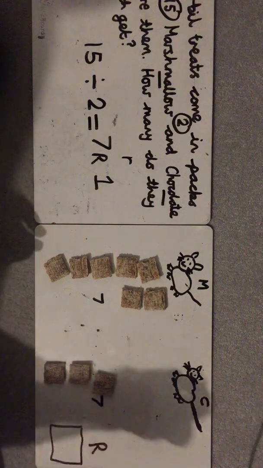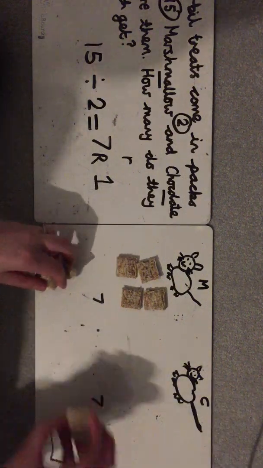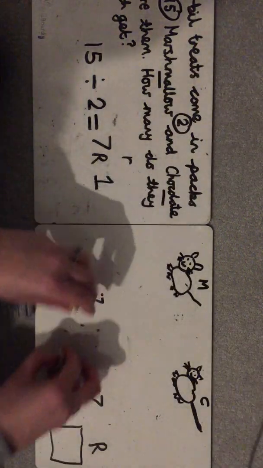Let's do the next one. Put it back in their jar. This time I would like you to have a whiteboard or a piece of paper to join in with me now that you know what a remainder is and how we write it.